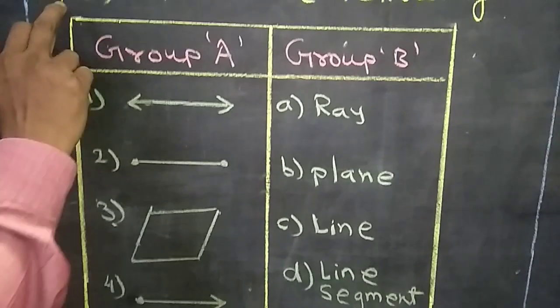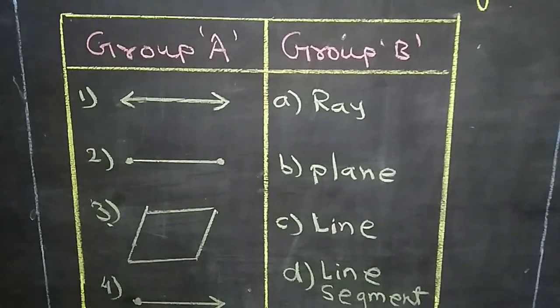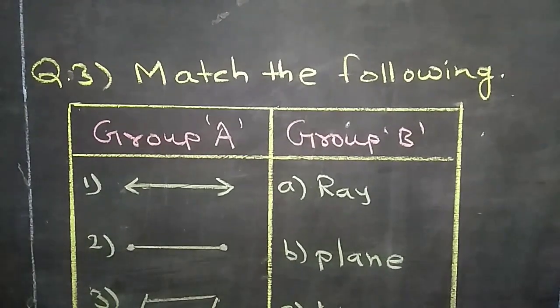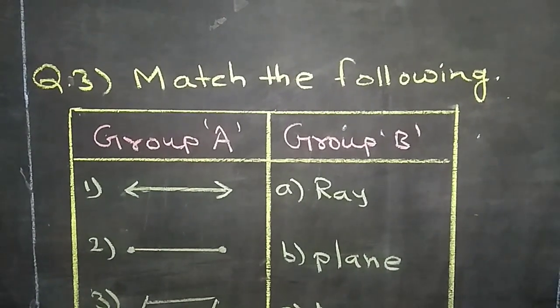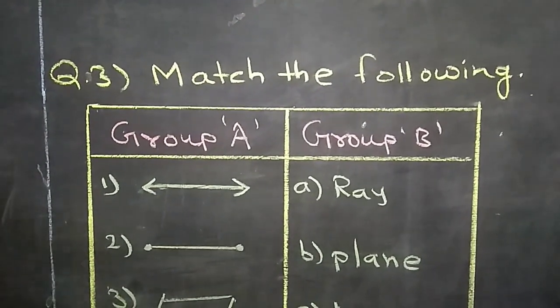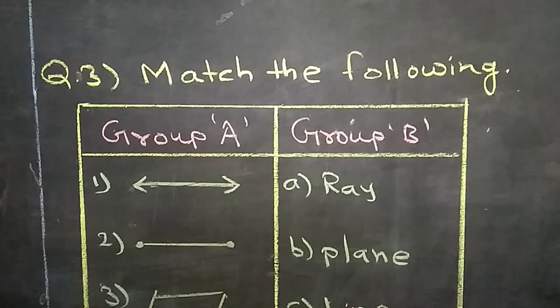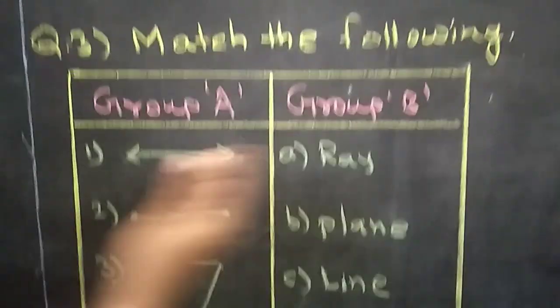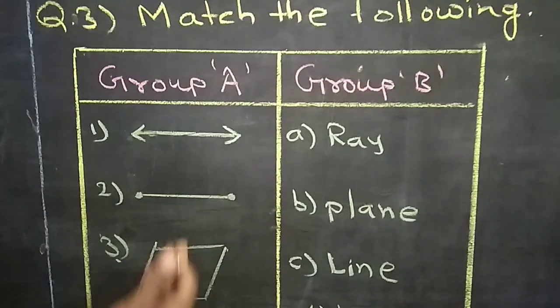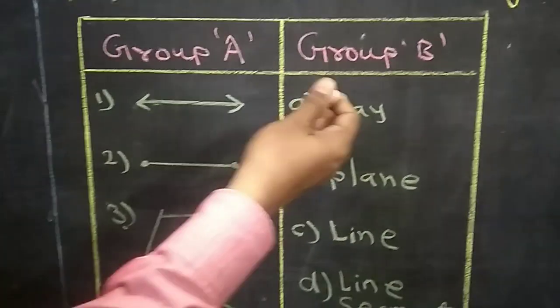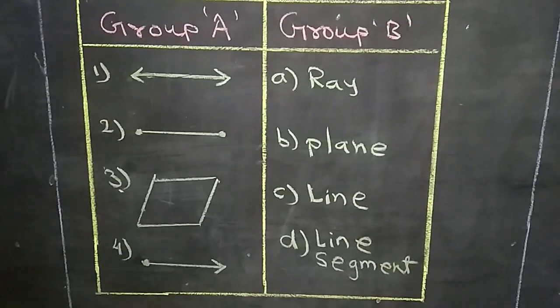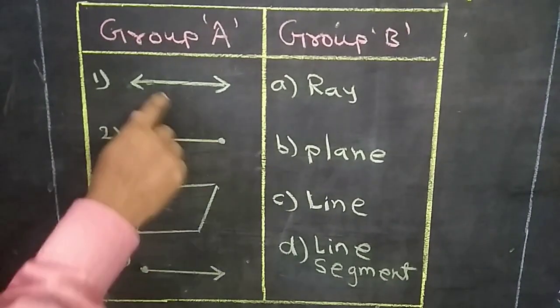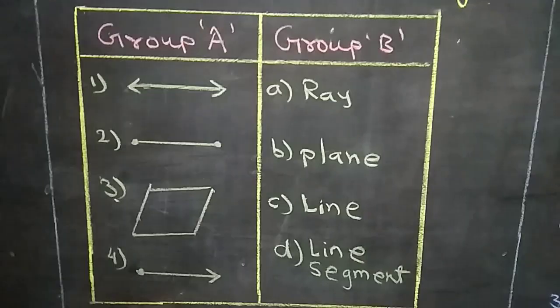See, in question number 3, it is given: match the following, and 2 columns are given here. The first column is group A and the second column is group B. Now you can see here some figures are given, and the name of the figure is given in group B. Now we have to match the correct pair here.